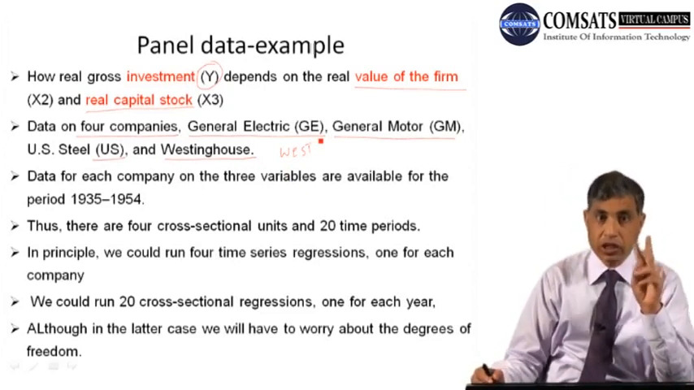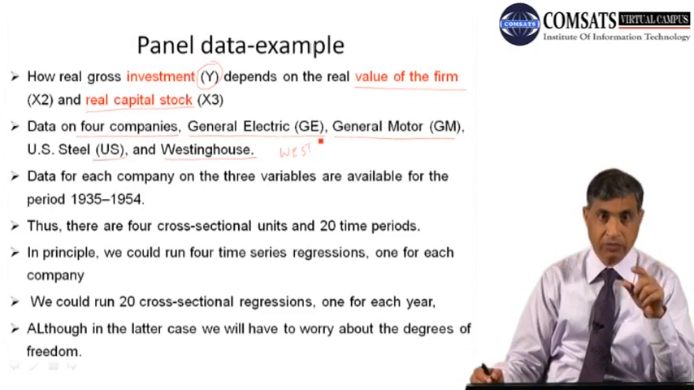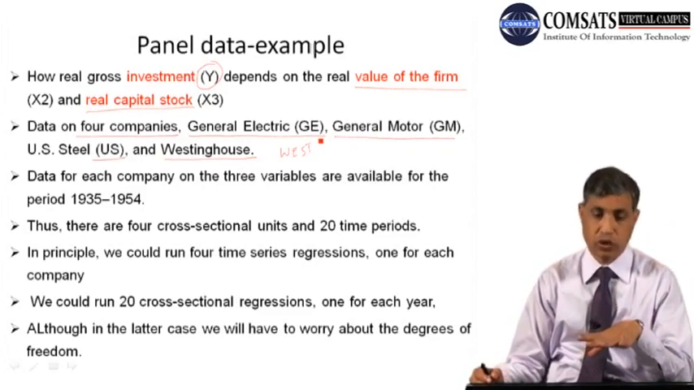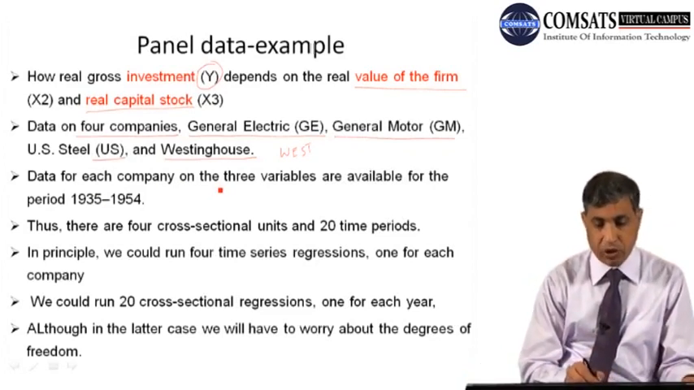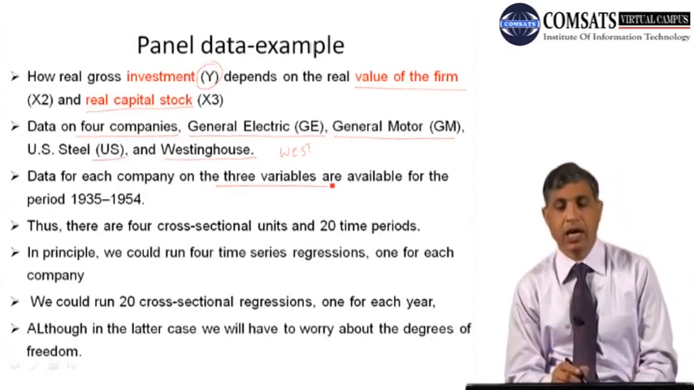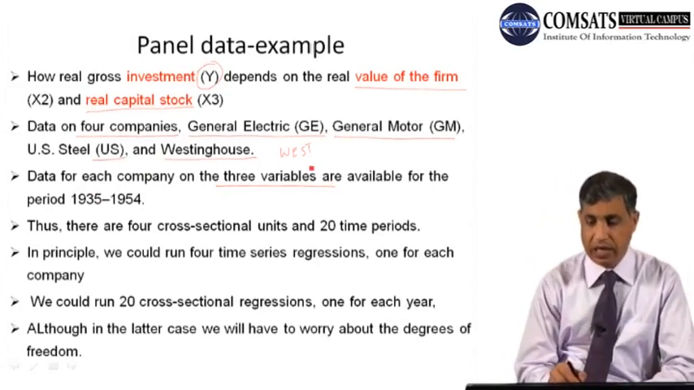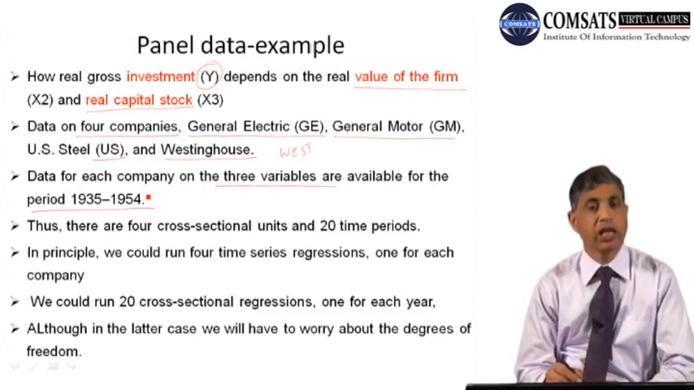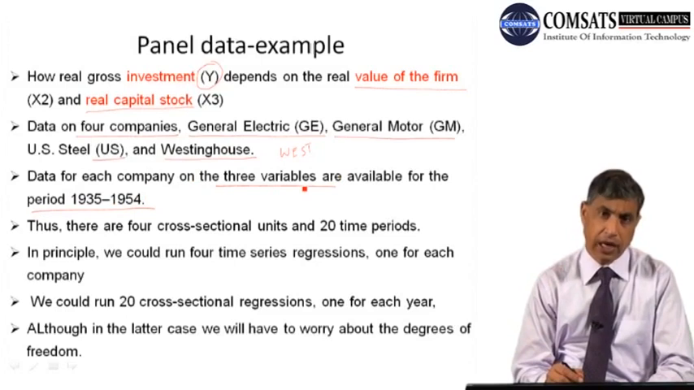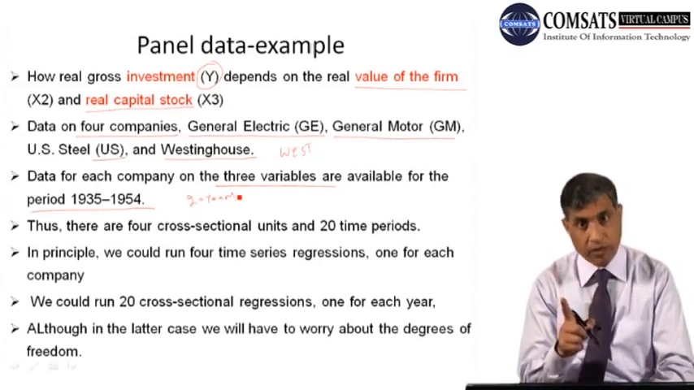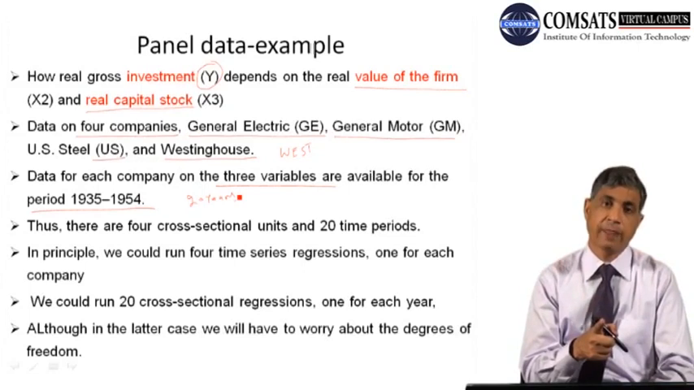We have a 3-variable regression model, 1 dependent and 2 independent variables. The dependent variable you know, and the independent variables you also know. Data for each company are on 3 variables, Y, X2 and X3. The data for each company are available from 1935 to 1954. Now guess how many years? These are 20 years. So there are 4 firms, with data available for 20 years.